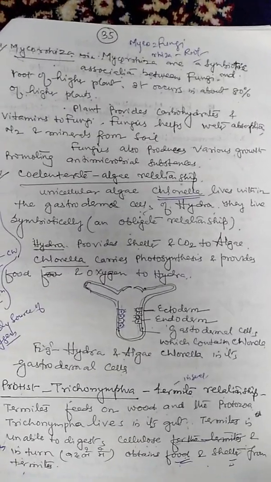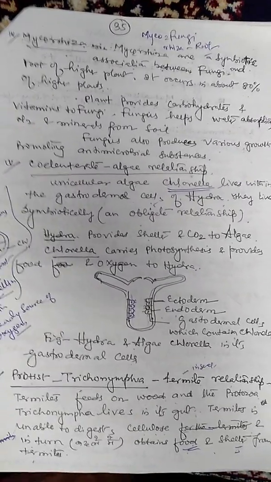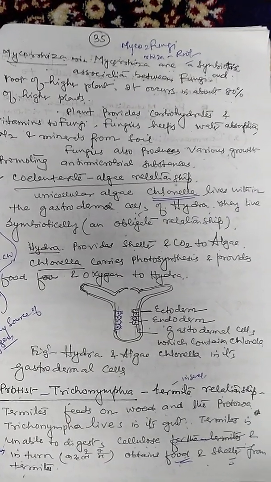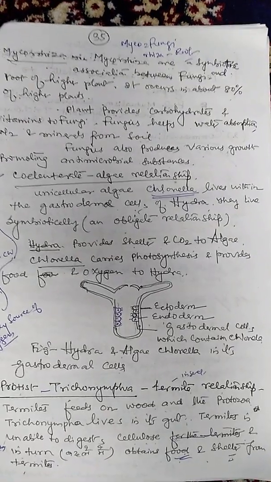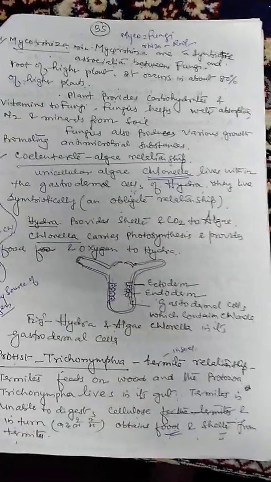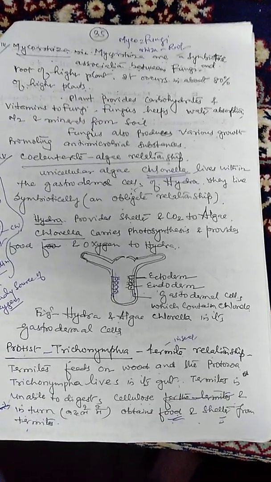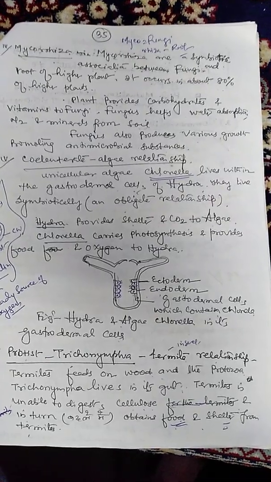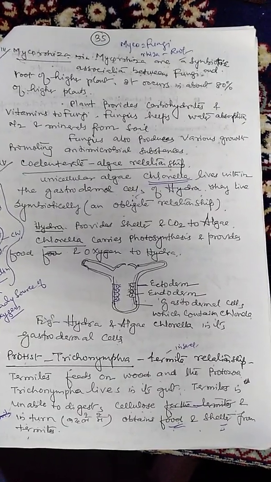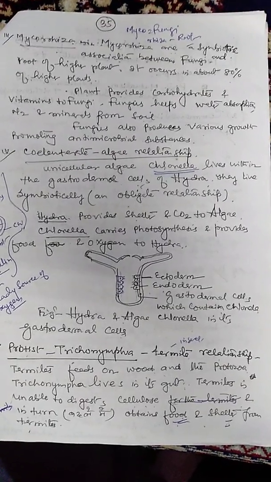Next example is the hydra and algae relationship. Here the unicellular algae, the chlorella, which is one of the important algae, lives within the gastrodermal cells of the hydra, because the body wall of the hydra consists of two layers, and the chlorella is present on the inner surface, or we can say the gastrodermal cells. Hydra provides shelter and CO2 to algae. Chlorella carries out photosynthesis and provides the food and oxygen to the hydra.